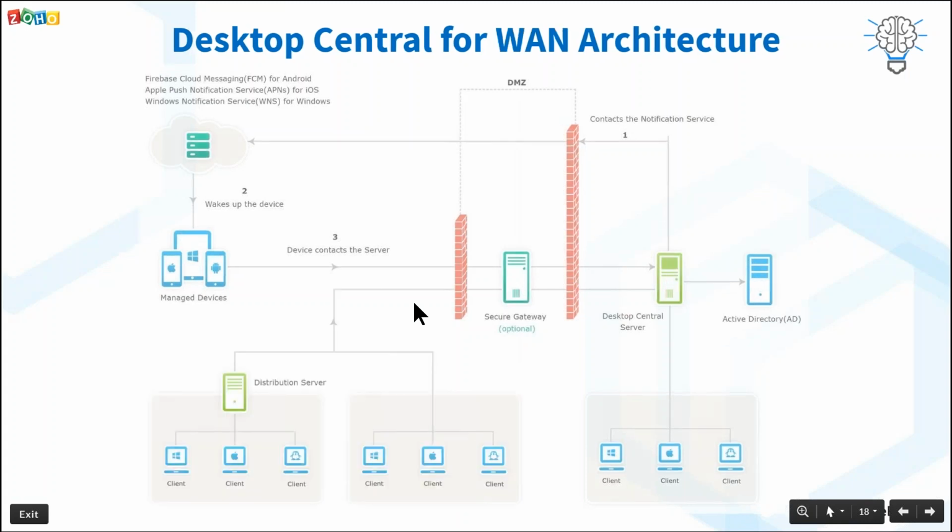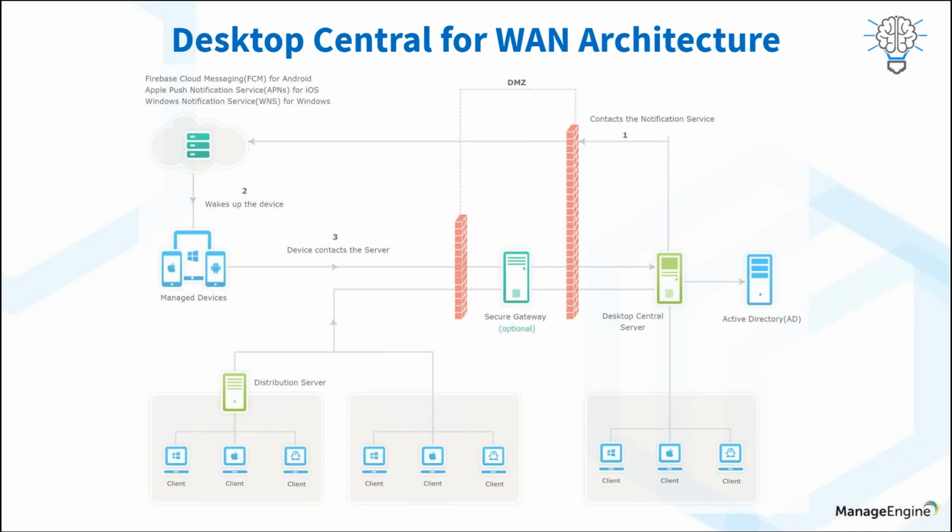When it comes to wide area network, you can manage different remote locations from a single console. They can connect either over internet or using a VPN or MPLS connections. For the machines that are present on the remote site, which are connected over direct internet connection, you can use a component called Secure Gateway.